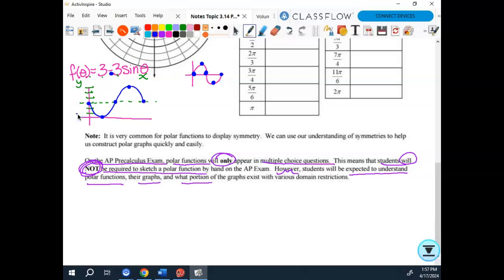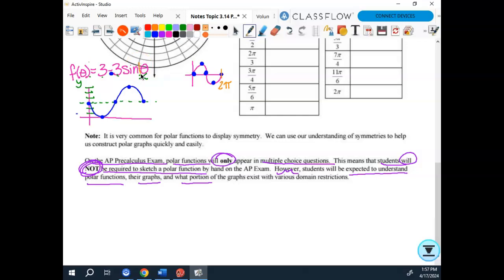Now, tell me, what is the period for sine? 2 pi. So I know that this is at 2 pi. Is the period for this function also 2 pi? What affects your period? A, B, C, or D? B. What is B in this function? 1, right? B is just 1.